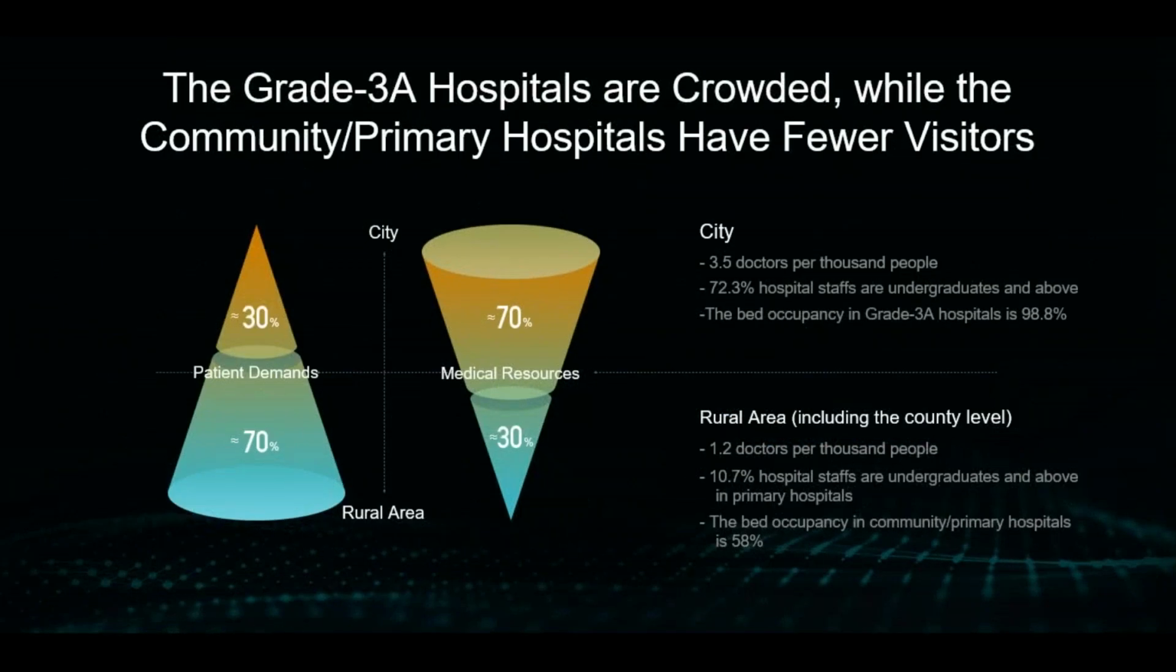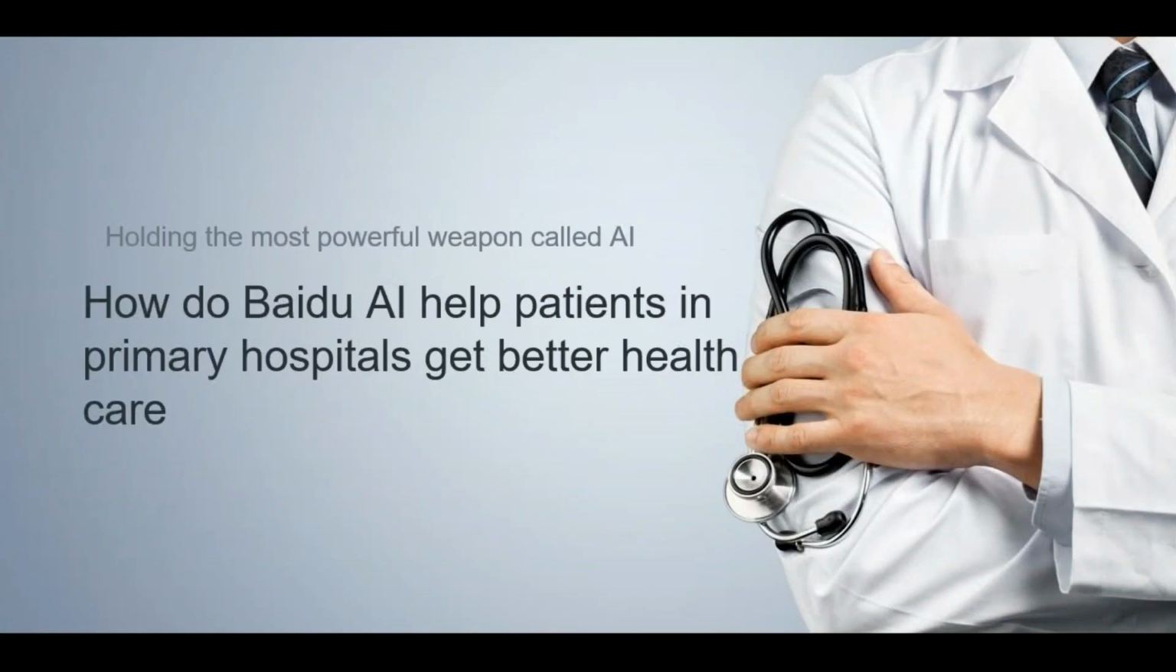The imbalance between patients and medical resources is quite common in China. Most of the top medical resources are in the big cities, and most patients are in the rural areas. From the statistics, we can see that in cities, every 1,000 people have 3.5 doctors, versus 1.2 in the rural areas. So we need to have more doctors, or we use technology to solve this problem. So as an AI company, how can Baidu help patients in primary hospitals, I mean in the community and the poor areas, get better healthcare?